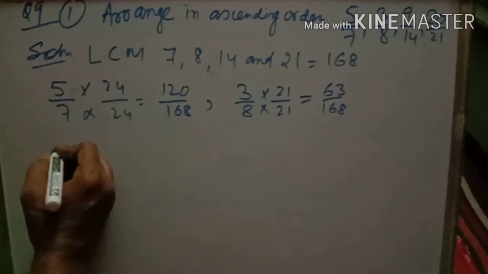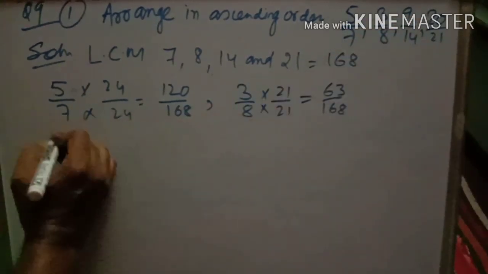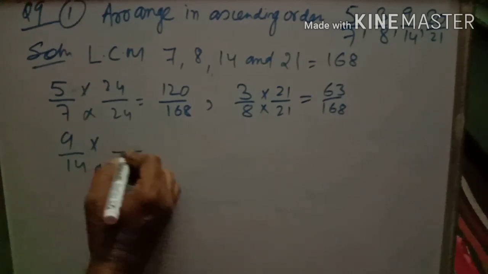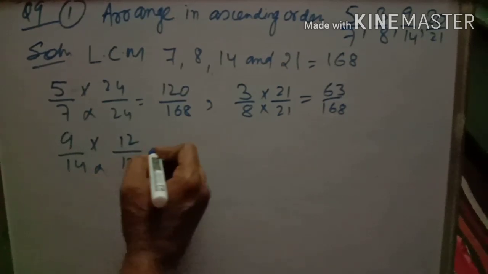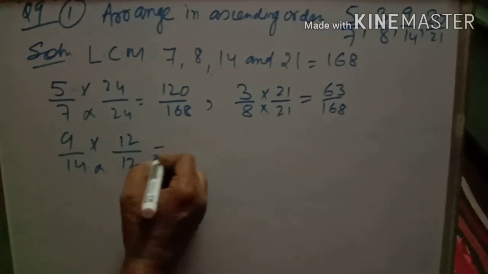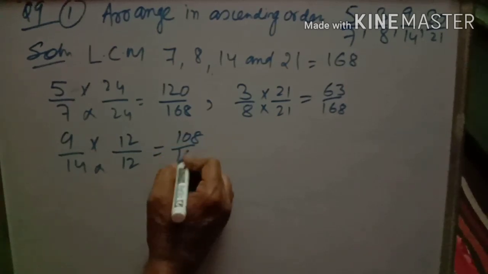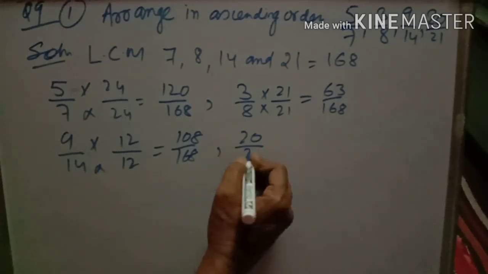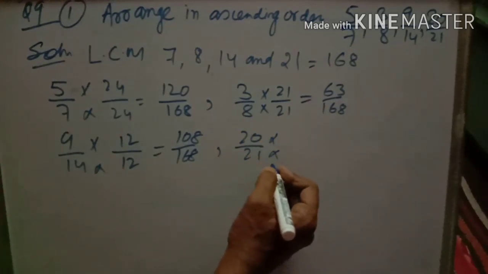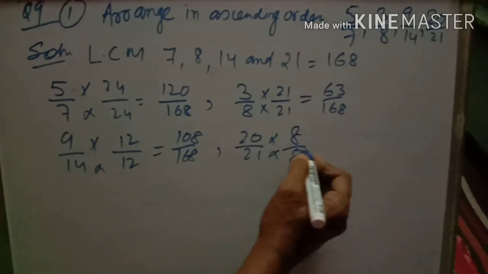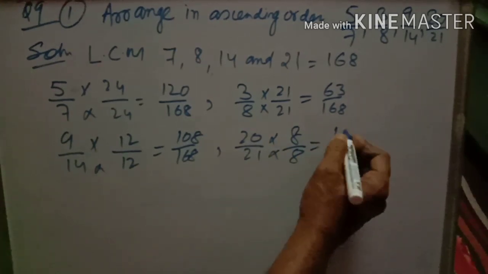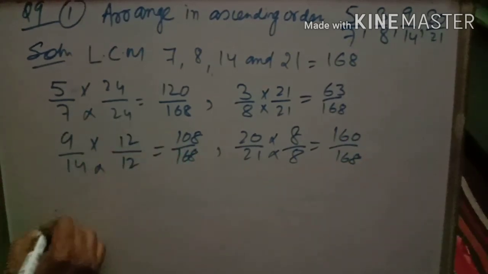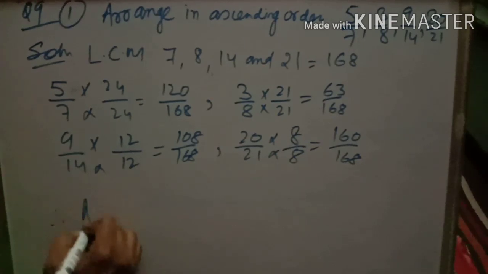Now 9 by 14. 9 by 14 we have to multiply by 12, numerator and denominator. Therefore 108 by 168. Now last one, 20 by 21. We have to multiply by 8. It will be 160 by 168.